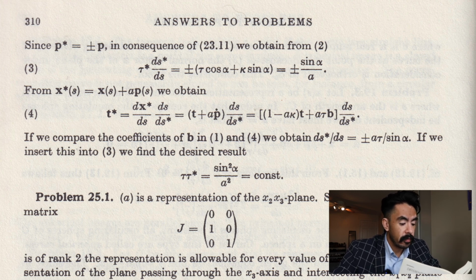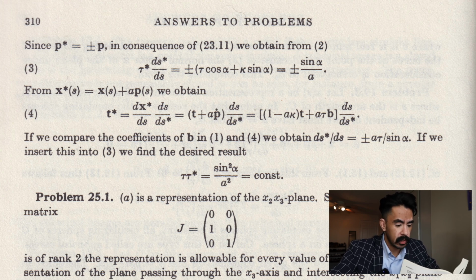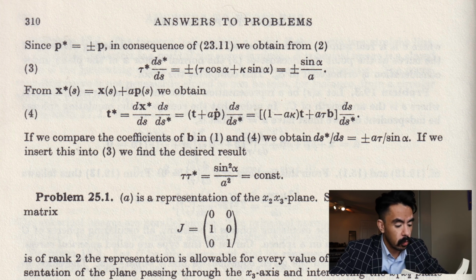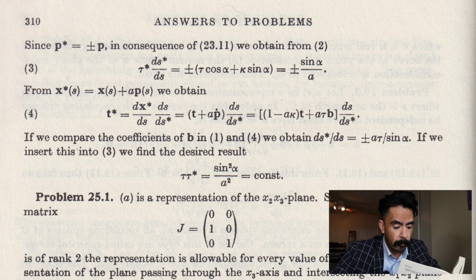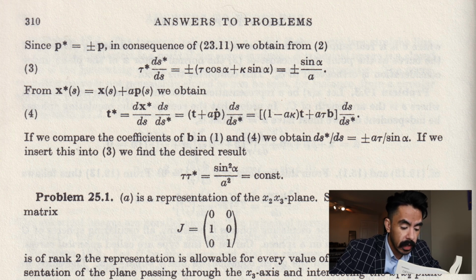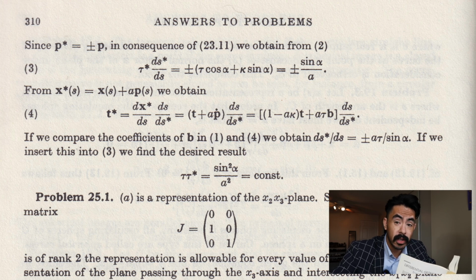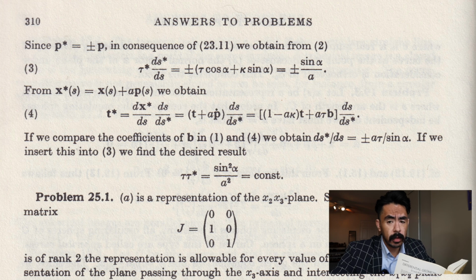From vector x star of s equal to vector x of s plus scalar a times vector p of s, we obtain that vector t star is equal to dx star/ds times ds/ds star, equals the quantity vector t plus scalar a times vector p dot, closed quantity, times ds/ds star, which is equal to larger outer quantity, beginning with a smaller inner quantity, 1 minus a times kappa, close the smaller inner quantity, times vector t plus a times tau times vector b, and then close the larger outer quantity, then times ds/ds star.